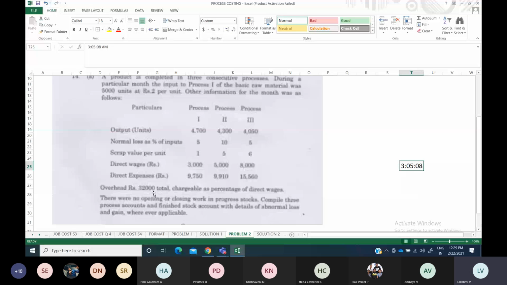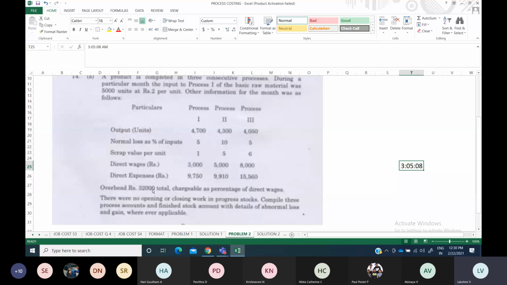Now you see this 32,000. If you do 32,000 into 3 by 16 for process 1, you can find out how much overheads are chargeable. Again, 32,000 into 5 by 16 for process 2, you can find out the overheads. And similarly, 32,000 into 8 by 16 gives the overheads for the process 3 account. All these overheads will come on the debit side of your process account.